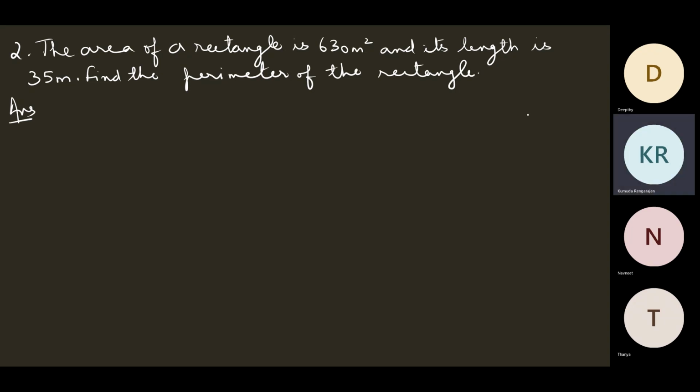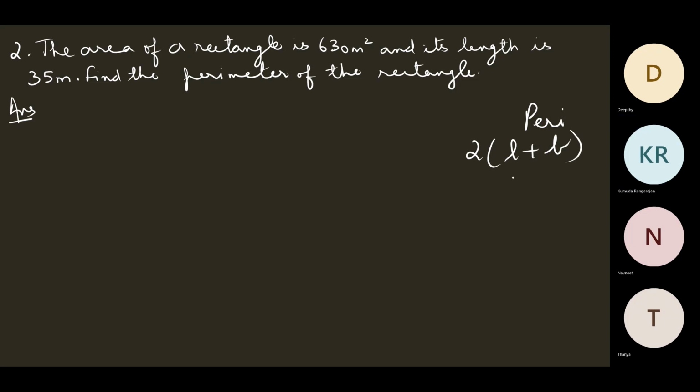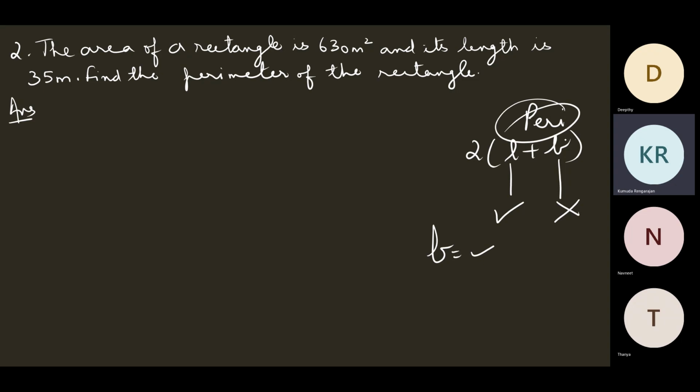We have to find the perimeter of the rectangle. The formula to find the perimeter is 2 into (L plus B). We know the length of the rectangle, it's given in the question. The breadth of the rectangle is not given. So we have to first find B and then only find the perimeter, because perimeter is 2 into (L plus B). What will you substitute for B? You don't know B. So you have to find B.